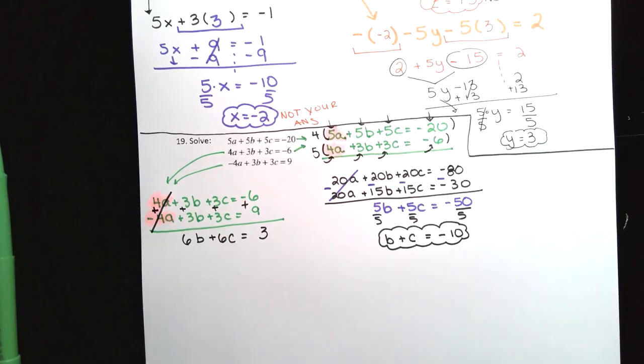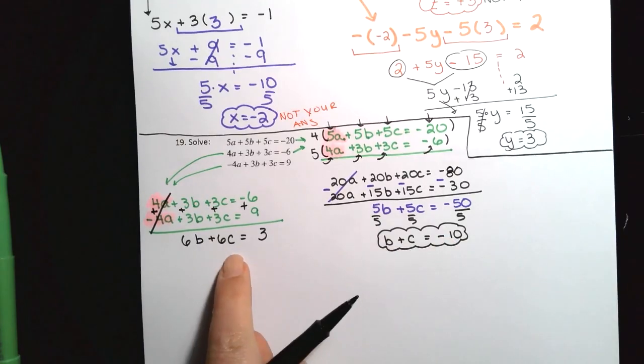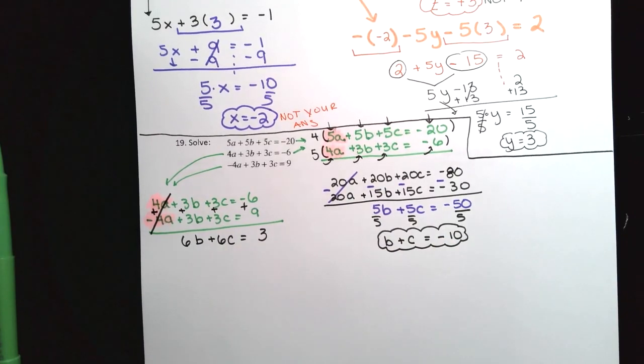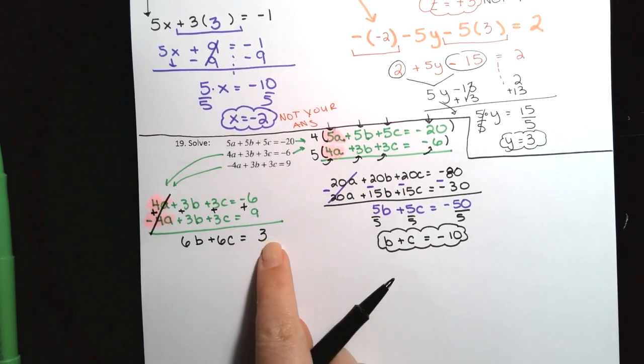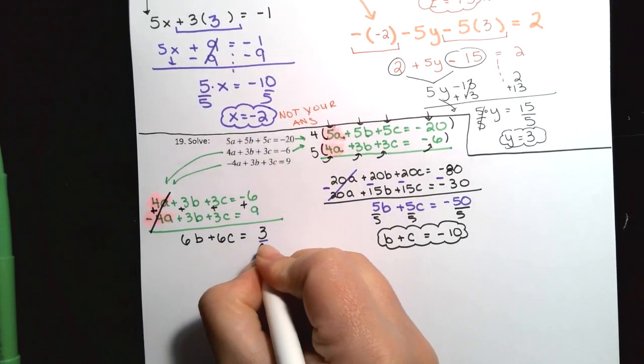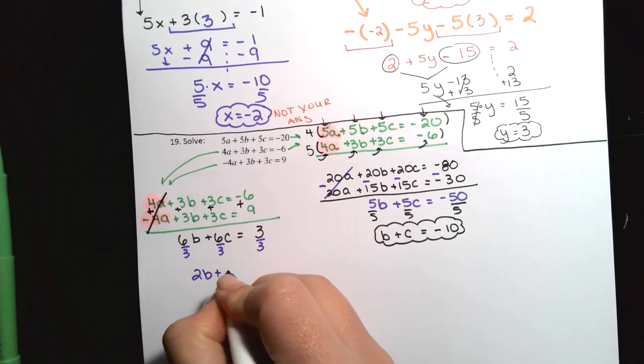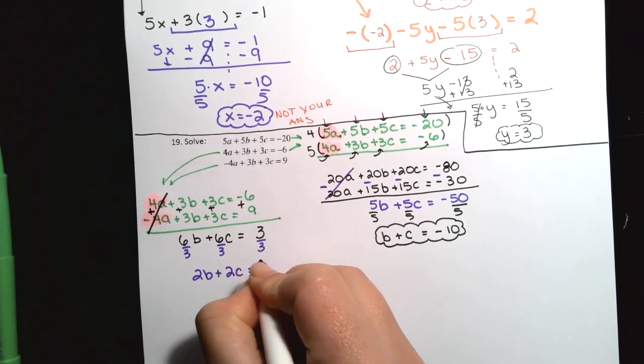So be careful here. I did divide everything by 5 to simplify. I still can simplify, absolutely. But I can't divide everything by 6 because this will end up being a fraction. We don't want to deal with fractions. So instead, I am going to simplify by dividing everything by 3. So I get 2b plus 2c equals 1.